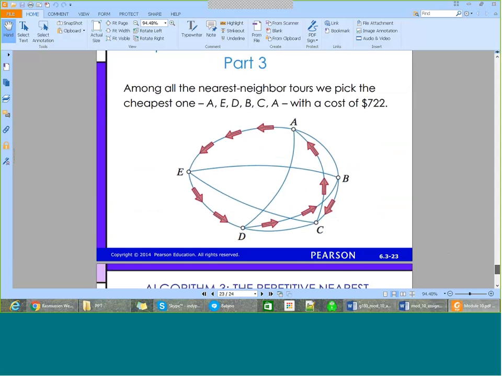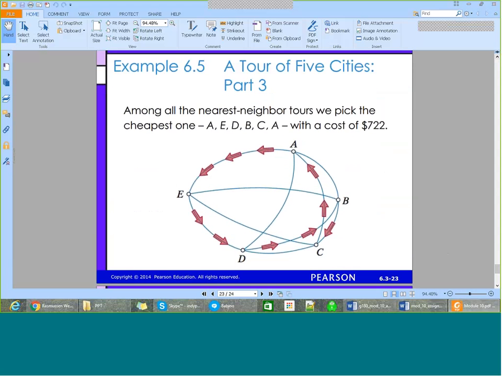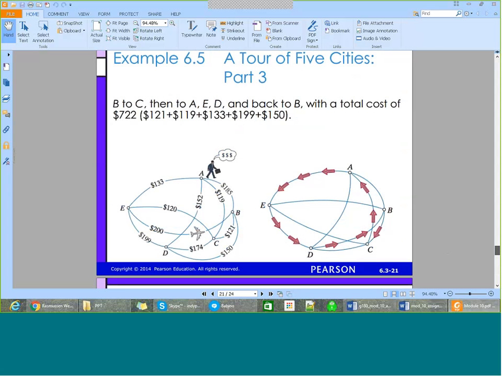Since for the Willie situation, he needs to start from A, you pick the route A, E, D, B, C, A, and you add up all the costs. You get a total cost of 722. Okay, so it's a little bit tedious, but that's how you do it. Just pick all available cheapest routes from any vertex, add them all up, and find the cheapest one.